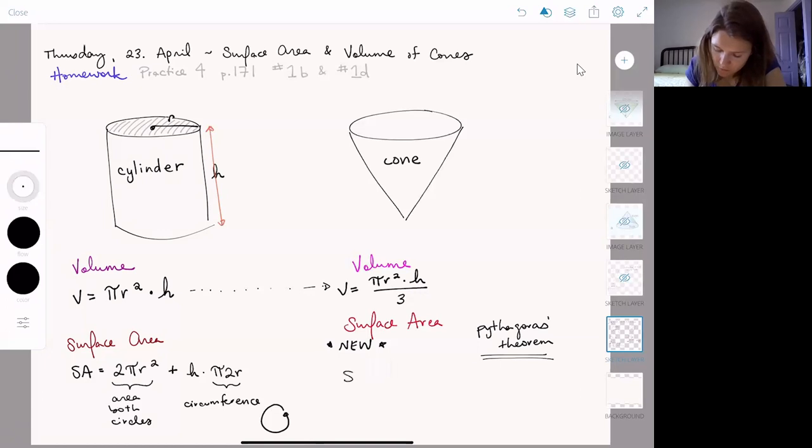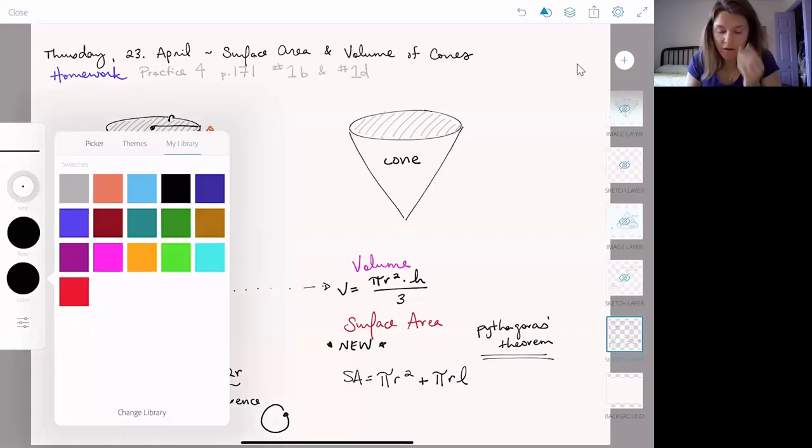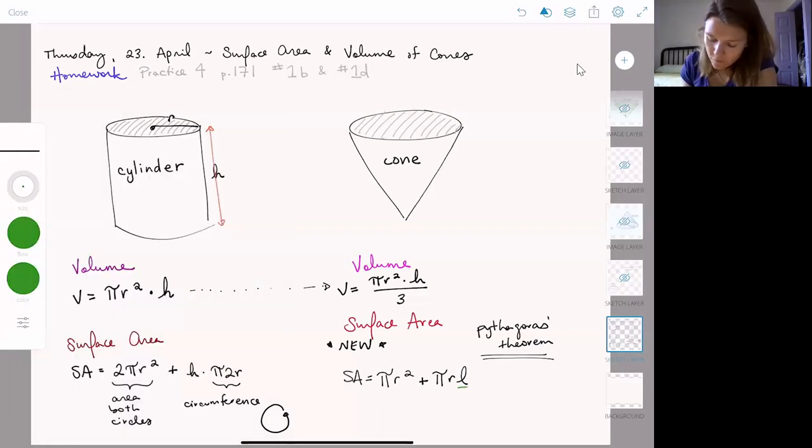So the equation to find the surface area of a cone is pi r squared. So again, the area of that circle. And to that, once again, we are going to add pi r times L. We haven't seen the variable L yet. Here we saw H for height in both places, but L is new.